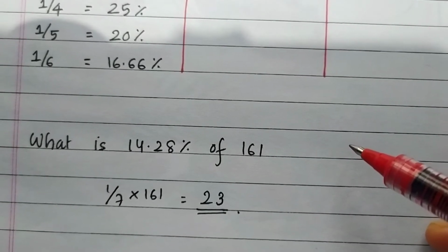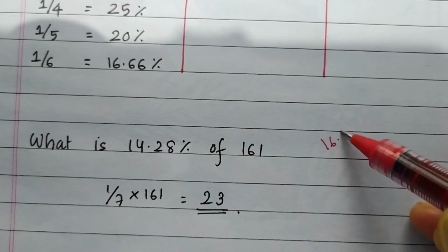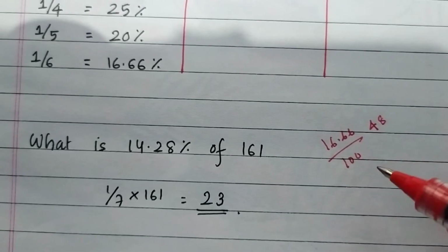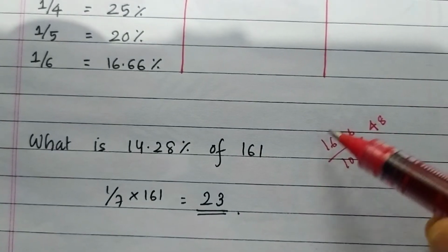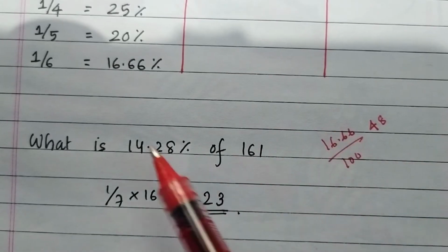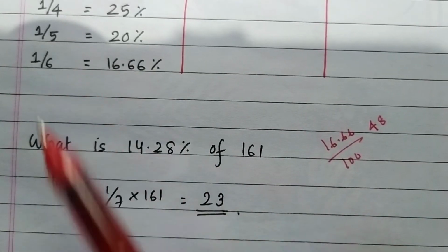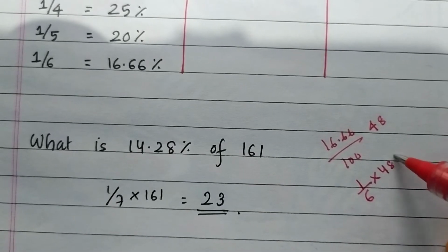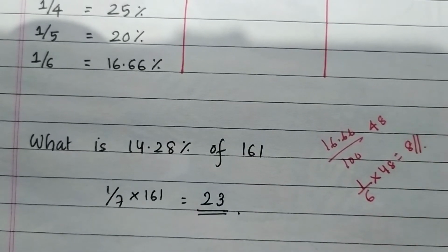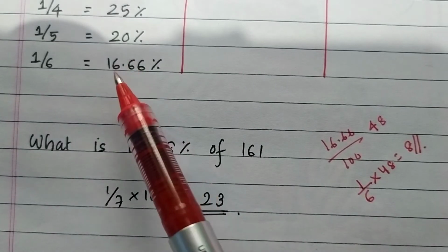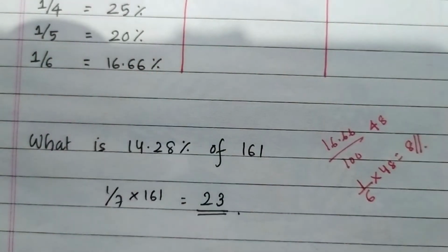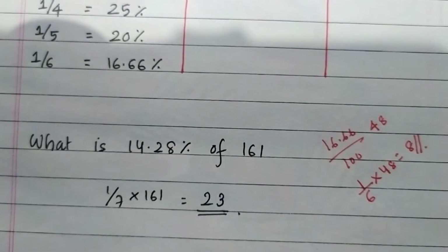What is 16.66% of 48? We don't have to solve it the long way. We just have to learn that 16.66% is 1 by 6. So 1 by 6 into 48 is equal to 8. In this way, we have to learn the relationship between the basic fractions and the percentages, and then we can solve questions like this very quickly.